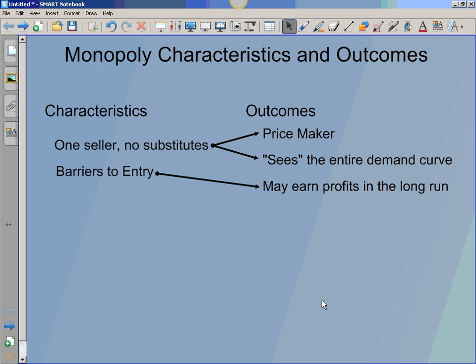And then lastly, because there are barriers to entry, as mentioned before, firms earn profits in the long run. In a competitive market, the lack of barriers to entry eliminates profits, because when firms earn profits, new firms enter. That's not the case with a monopoly. Because there are barriers to entry, when the monopoly earns a profit, even though other firms might like to get in, they're unable to. So these are the basic characteristics of a monopoly and then the outcomes that they lead to for those firms.